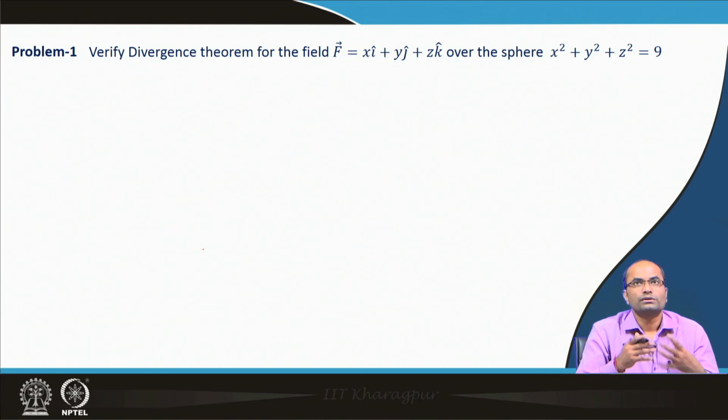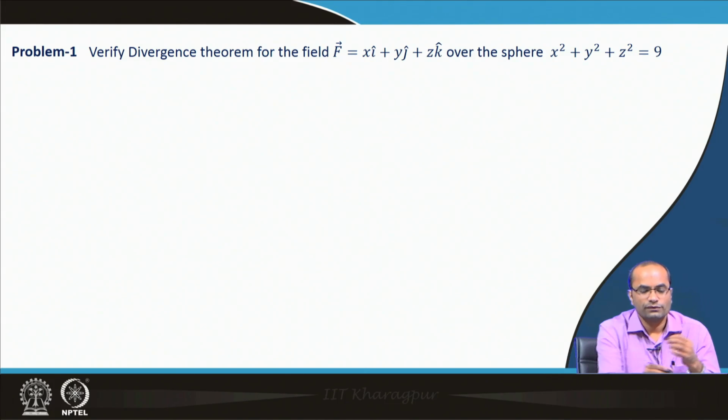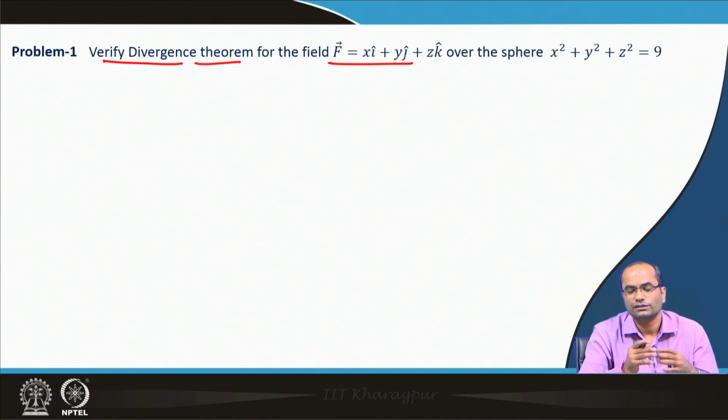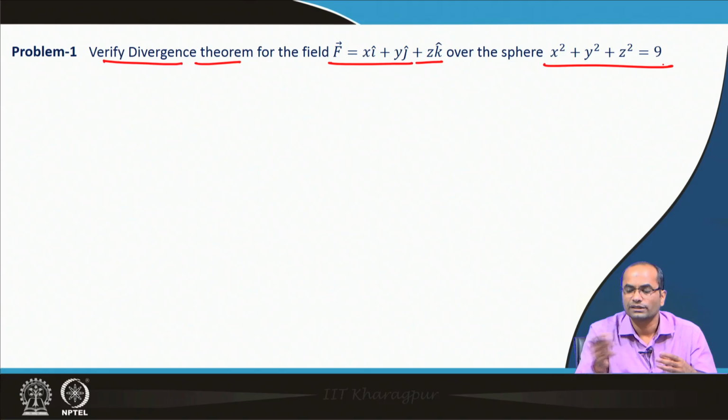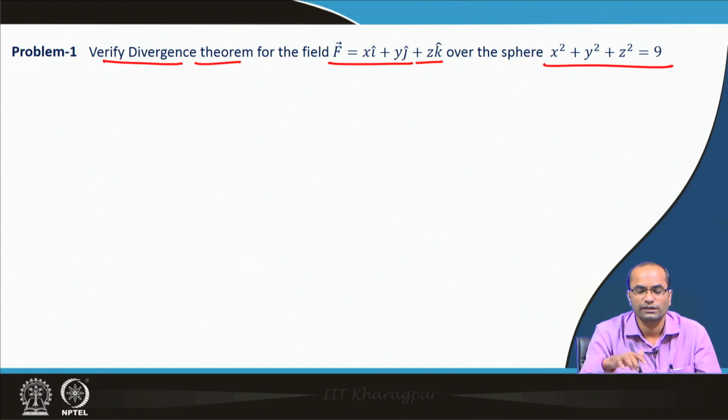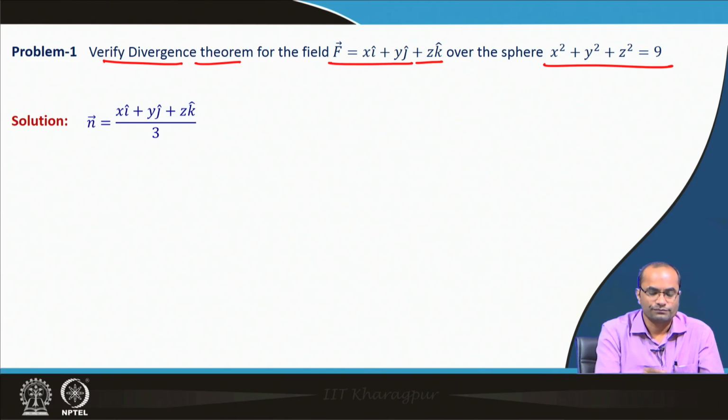Okay, so coming to the example problem here, we will verify the divergence theorem for this field, which is x i, y j and z k, the three components, over the sphere whose radius is 9. So, we have the surface, we have the flux, and then we will verify the divergence theorem.